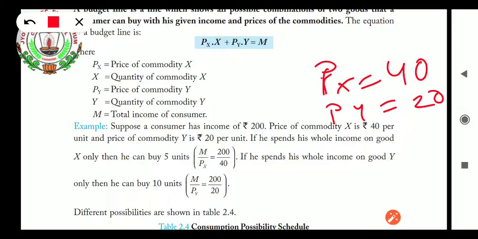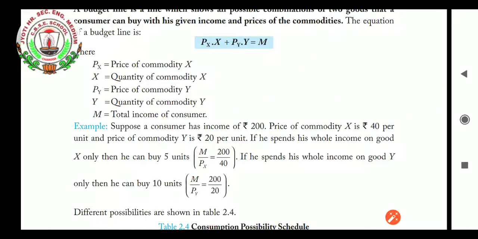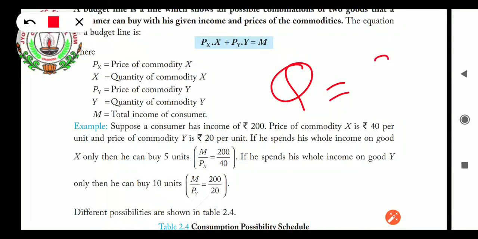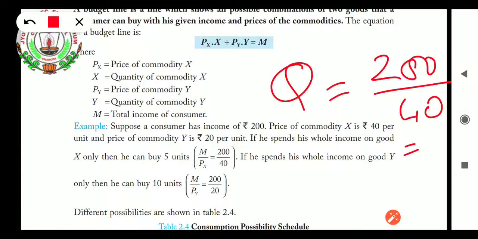If he spends his whole income on good X, it means what was the income? Income we can take as Y or we can take as M. M equals 200. Now can we get the calculation? If the total 200 rupees income of the consumer is paid for only good X, how many units can we get? We can get Qx of how much? Total income, that was 200, upon price of commodity X, which was 40 per unit. If we divide both, we will get 5.